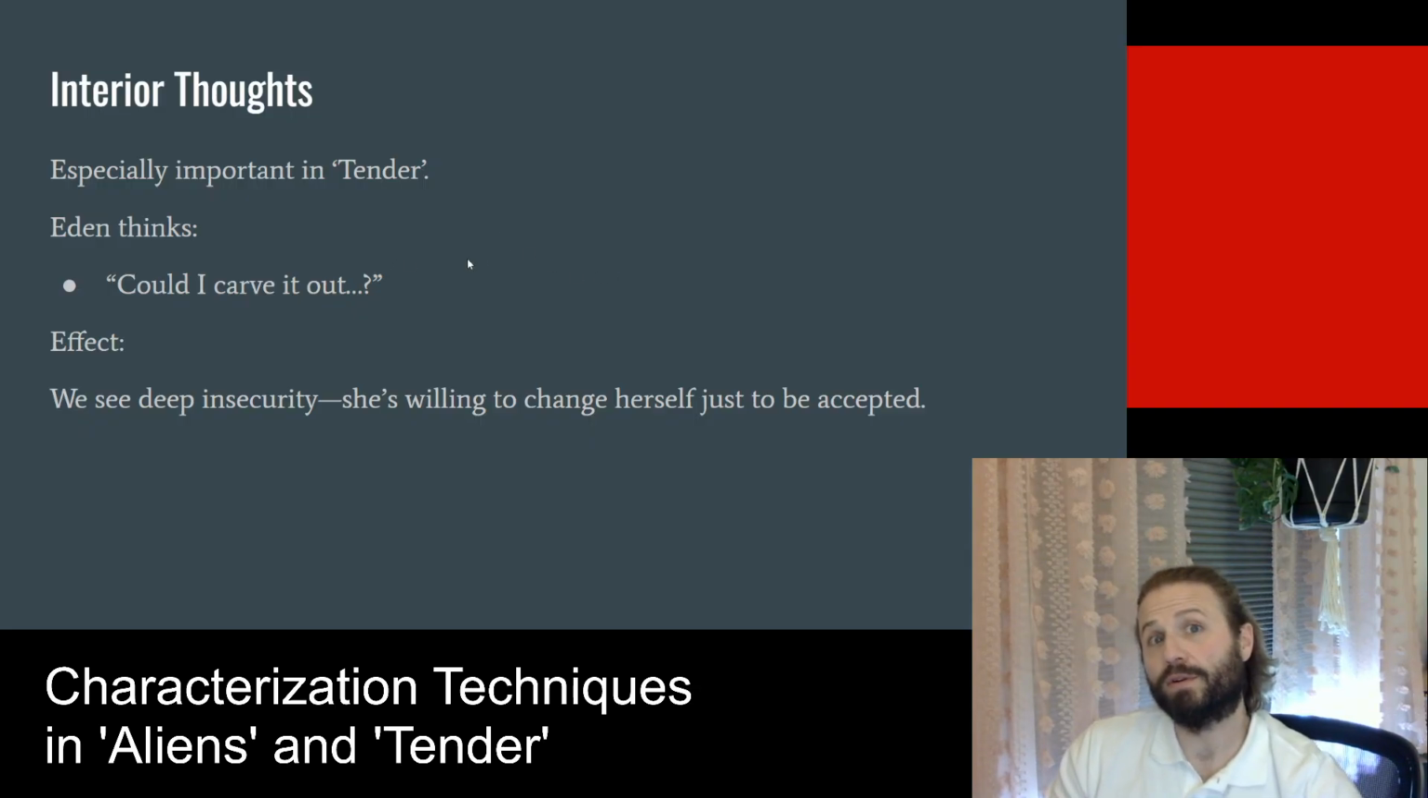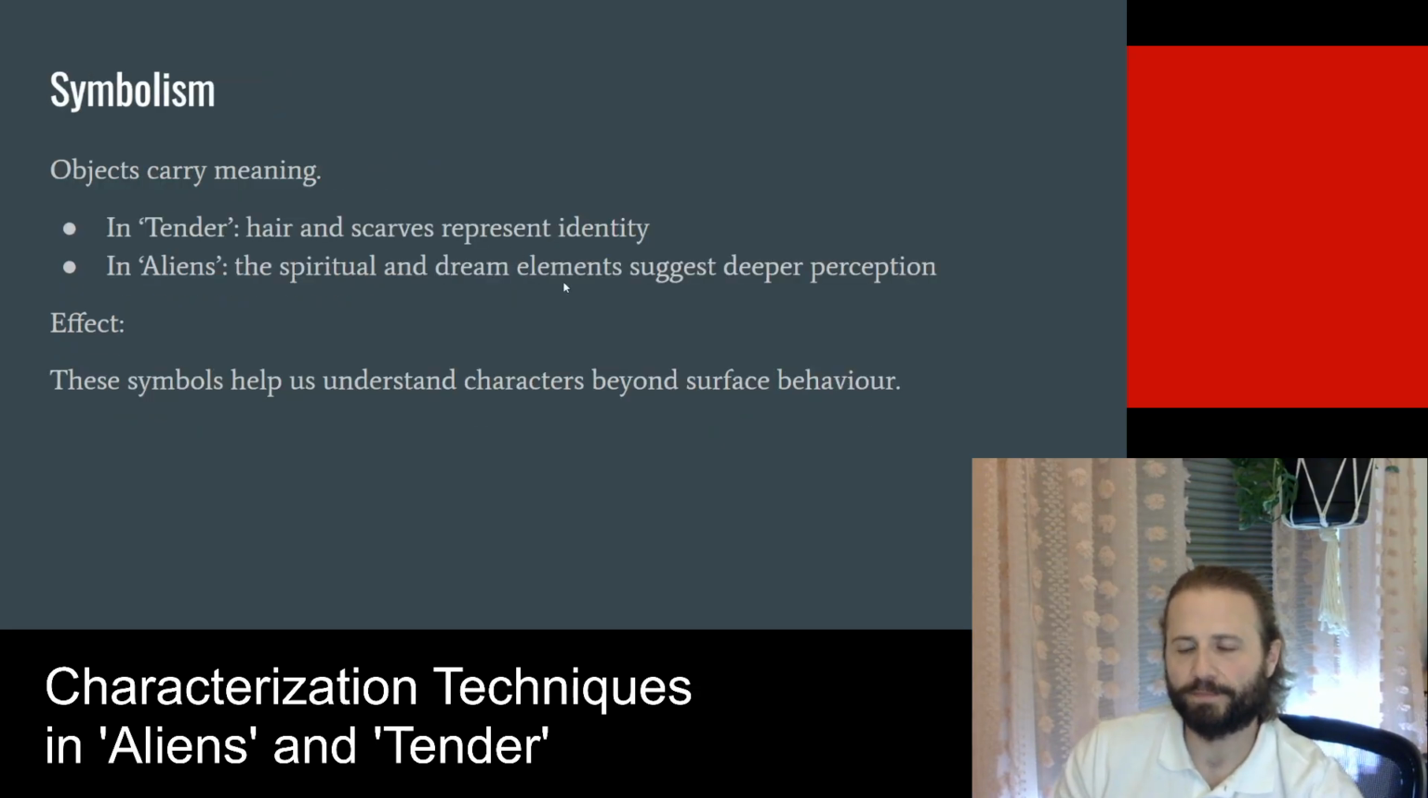But in the story of Tender, we do have access to the interior thoughts of Eden. And this gives us a real sense of who she is, a deep insecurity with her identity. She's willing to almost change the things that she says and does sometimes to please other people. Okay? And we see this through her interior thoughts.